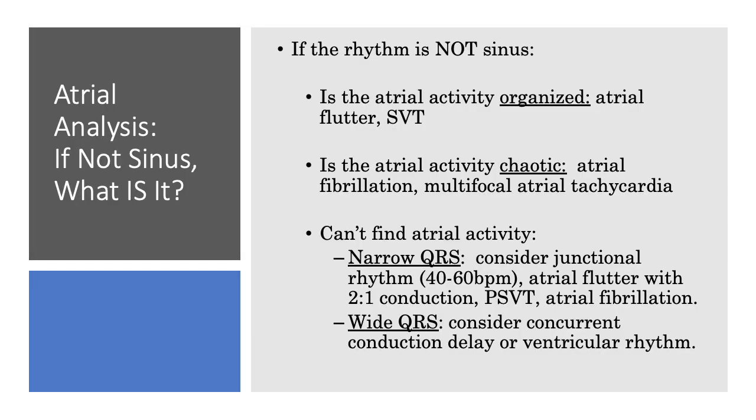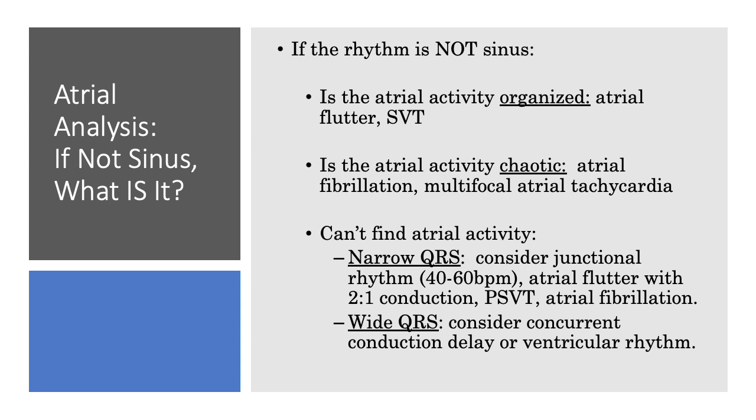Okay, I hope that example EKG made sense for you. So if the atrial analysis shows that my rhythm is not sinus, then what is it? If my atrial rhythm is not sinus and the atrial activity is still organized, you would want to consider atrial flutter versus an SVT. If the atrial activity is chaotic, you would think about atrial fibrillation.